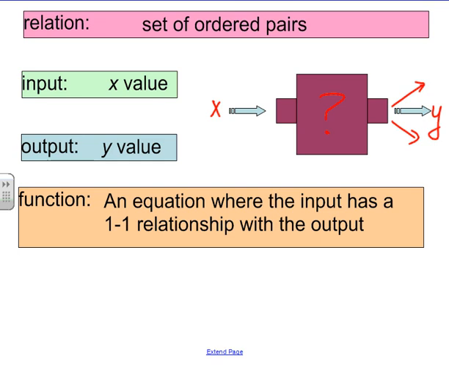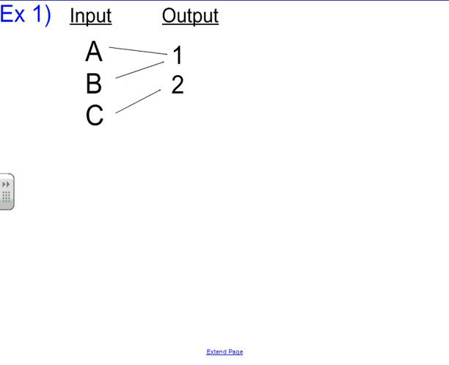So let's take a look at some diagrams and see if we can determine what's a function and what's not. Here, in this example, we have an input of A, B, and C, and an output of 1 and 2. The lines tell us what's going on. As we input A, the output is 1. I input B, the output is 1. Input C, the output is 2. Each time one thing goes in, only one thing goes out. Because of this, yes, this does represent a function.